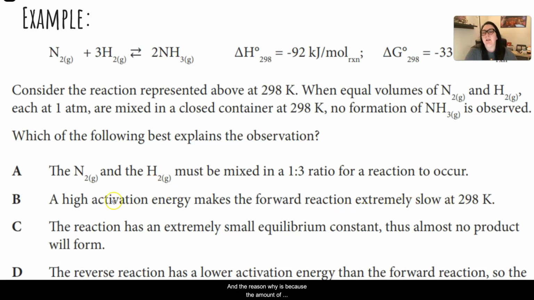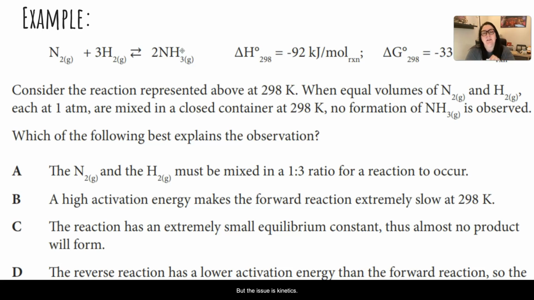correct answer. And the reason why is because the amount of energy that hydrogen needs in order to slam into this nitrogen, in order to break it apart, because that nitrogen has triple bonds, is going to be really, really, really high. So that's why this tends to not produce a lot of ammonia just sitting at room temperature. It doesn't mean that it won't produce some, but it's just going to need a little bit of help.